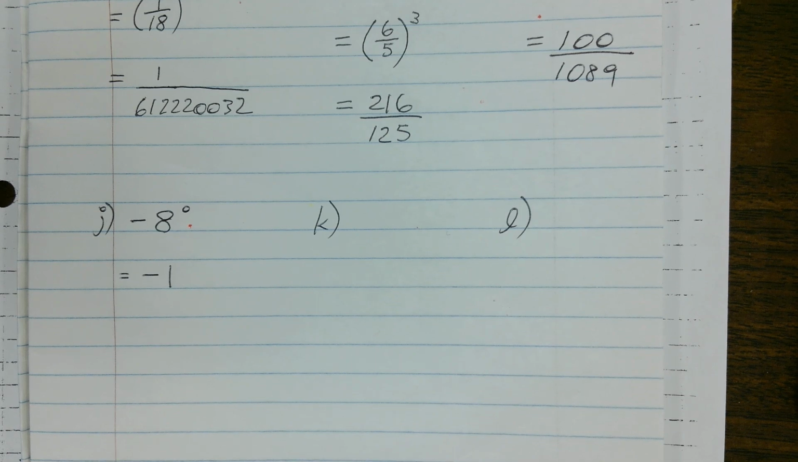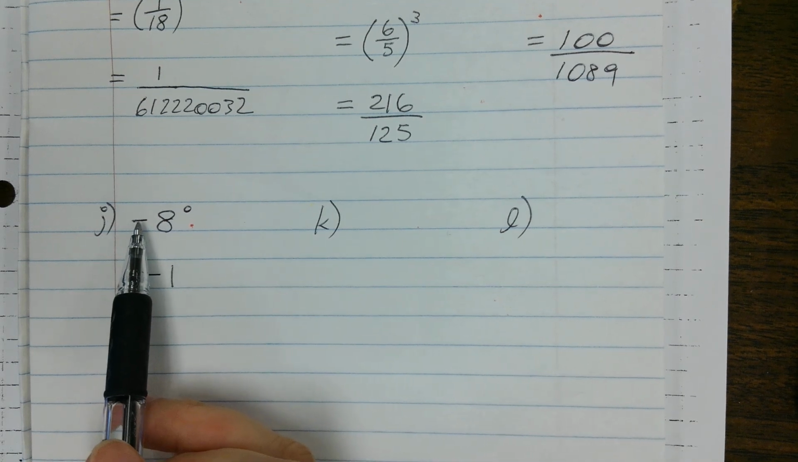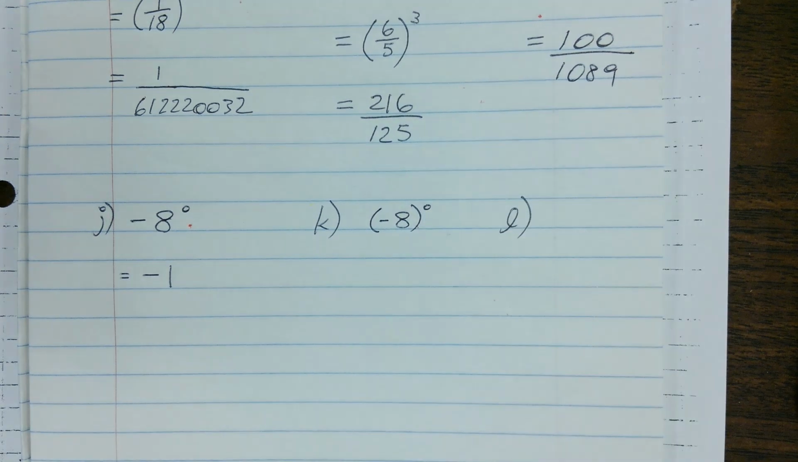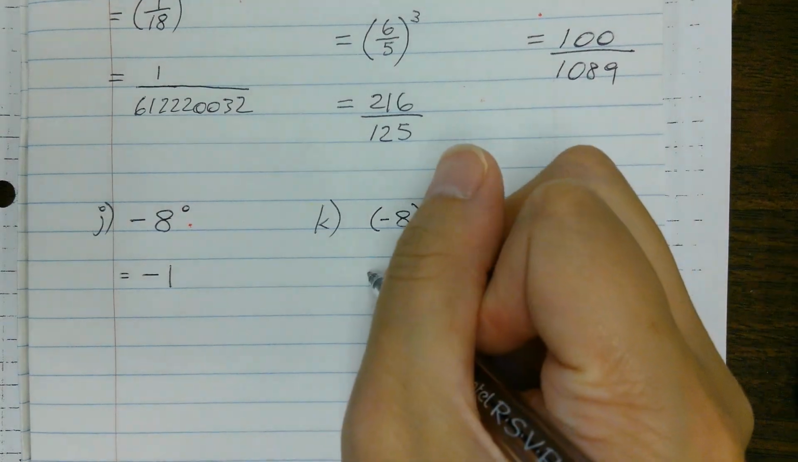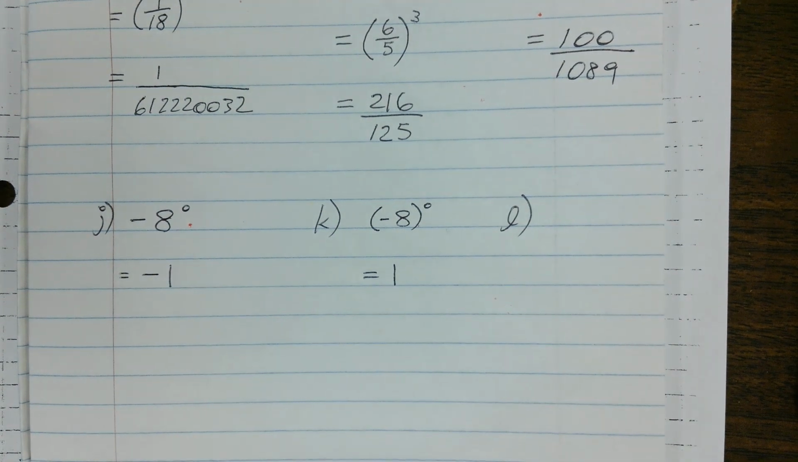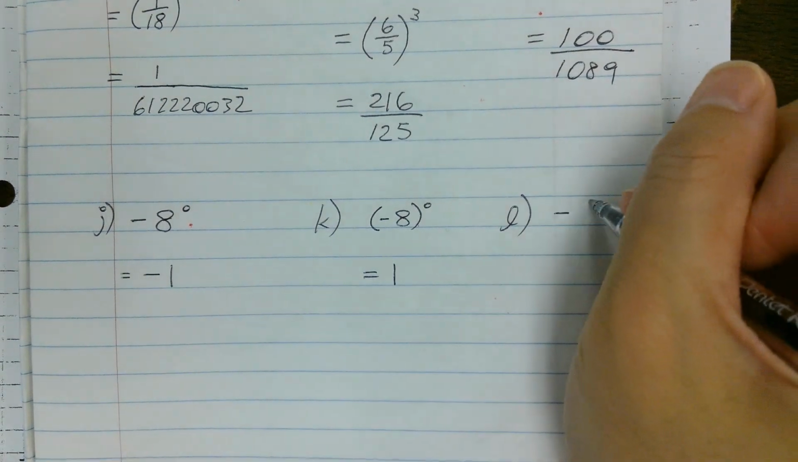All right. So I didn't lie. Anything to the power of 0 is still 1, but you have to see where that negative is. If I write it like this then, all right. My base is negative 8. And so negative 8 raised to the power of 0, this gives me 1. Okay. One more.